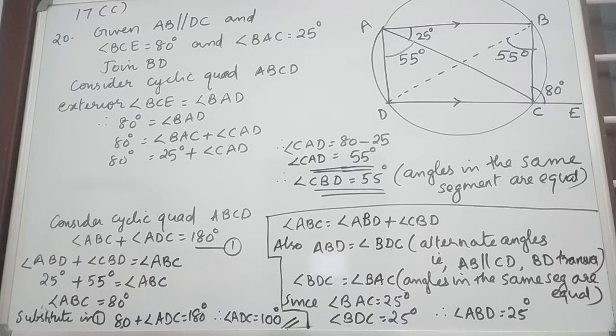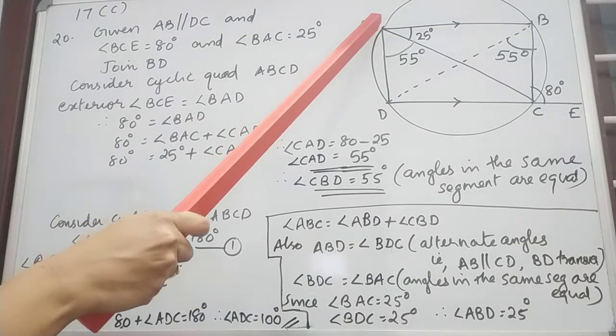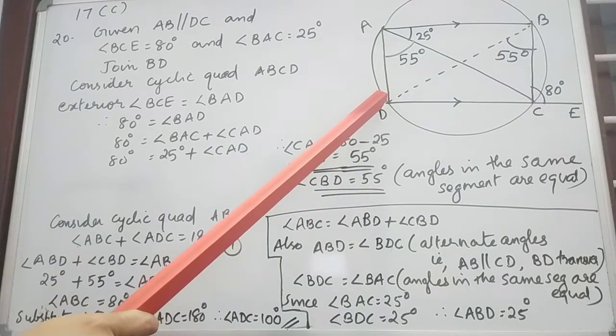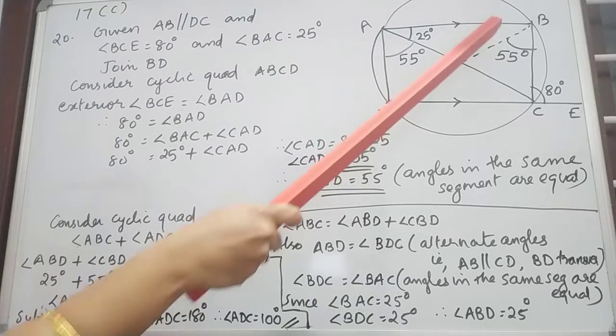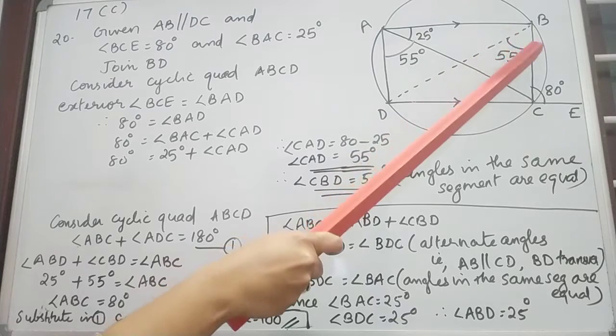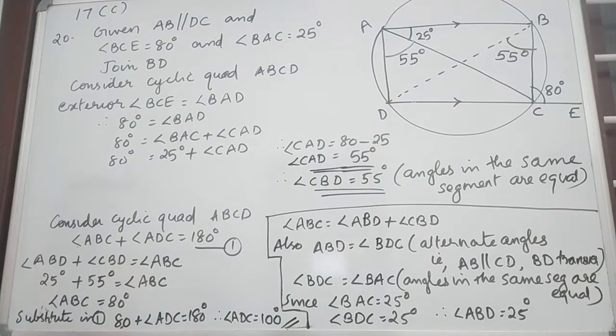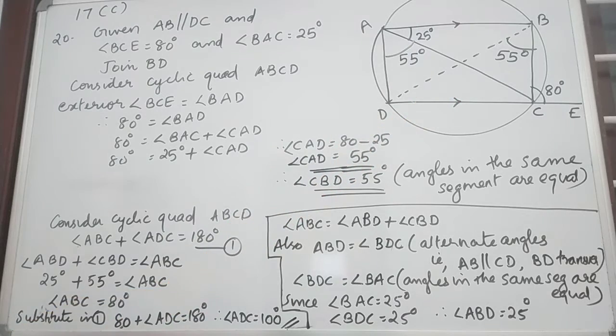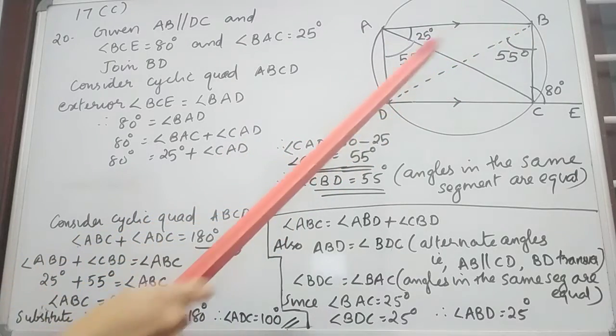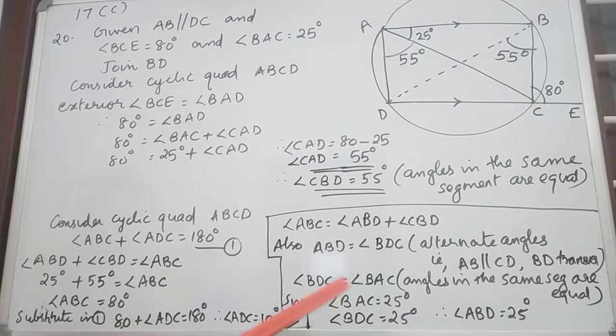Now consider the cyclic quadrilateral ABCD. We want to find out ADC. For that we need what? ABC also. If we get ABC, then we can write that the sum of opposite angles is supplementary, so we can directly find ADC. So first our aim is to find ABC, then only we will get ADC. Our question is we want to find angle ADC. I think it is clear.